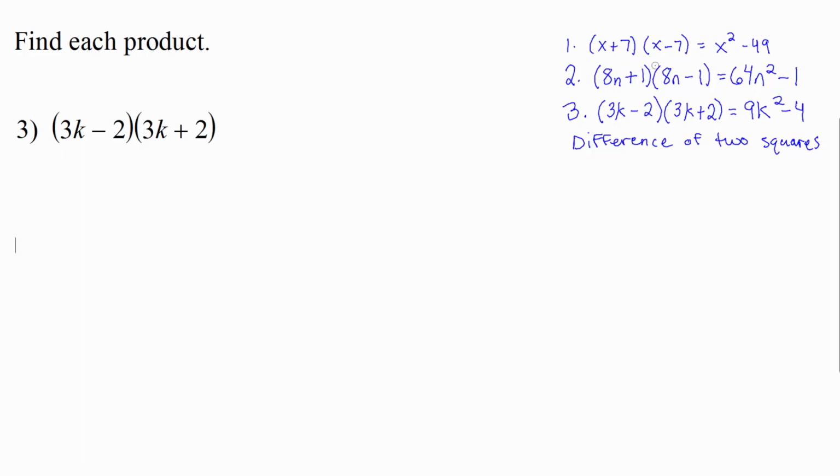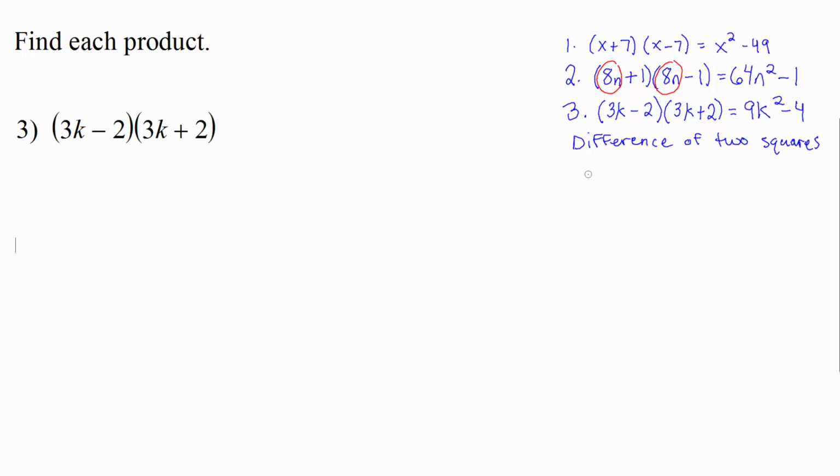So if we recognize that our parentheses are the same but with opposite signs, we can just jump right ahead to squaring each of our terms, squaring the x, squaring the 7, and then writing it as a difference. The only thing that I would say is an easy mistake to make with this pattern is when you're looking at this part right here, sometimes we'll forget to square the 8 as well as the n. So we have to do 8 squared is 64 and n squared, which is n squared.